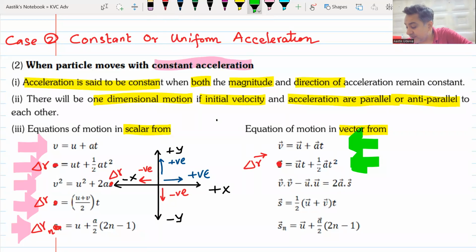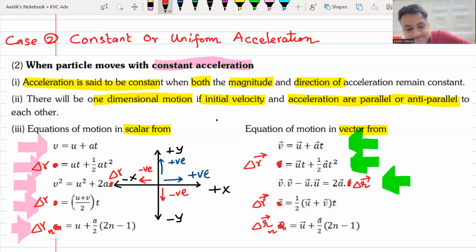Then the third one is v square is equal to v dot v minus u dot u. That is how the equation is written. It will be equal to 2 times a dot delta R vector. I always use delta R vector for displacement, and therefore my equation looks like this. Do we understand this? Yes or no?